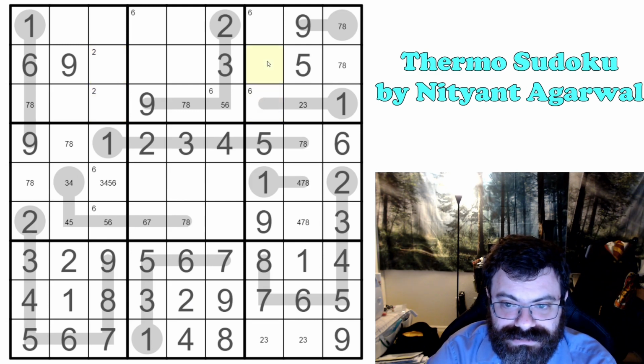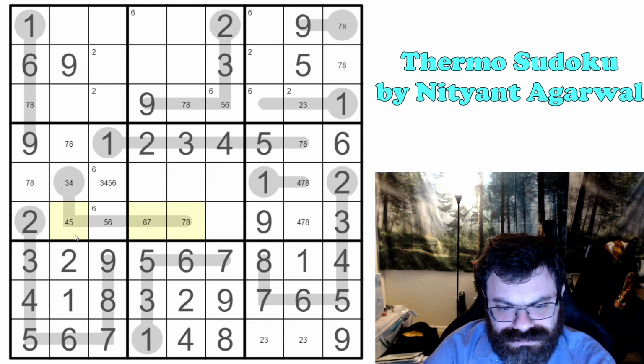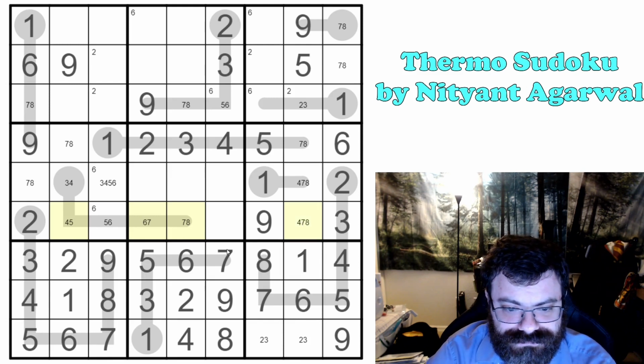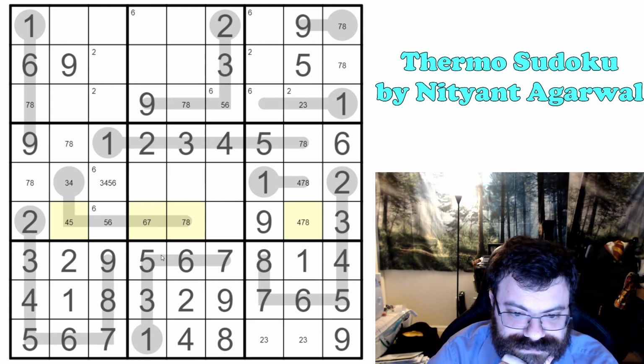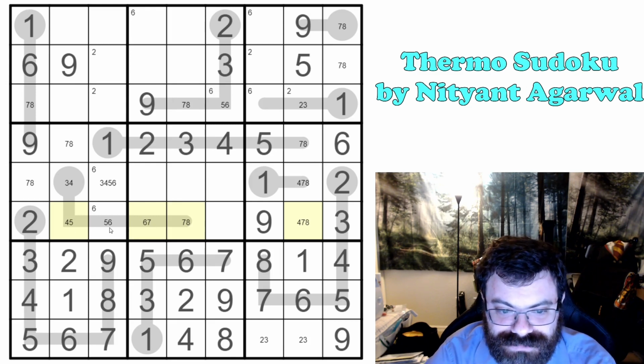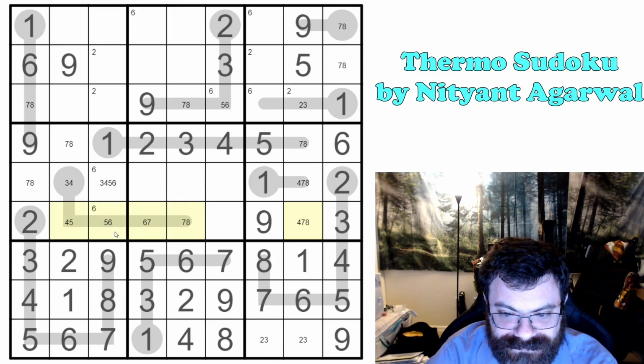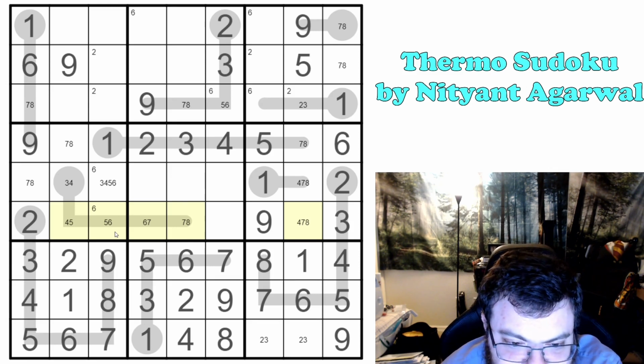2 is not here, so 2 is one of these two. 2, 3 pair, 4, 5, or 4, 7, 8, triple. I think that's a 4, 5, 7, 8 quadruple. No, I have a 6 here as well. So it's not a 4, 5, 7, 8 quadruple. Is this 4, 5, 6, 7, 8?